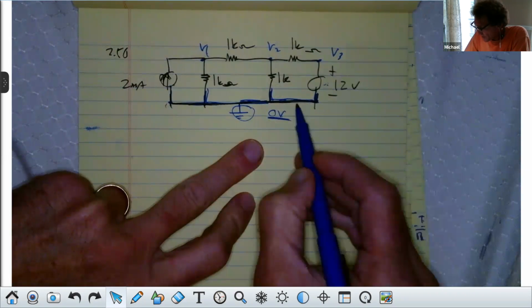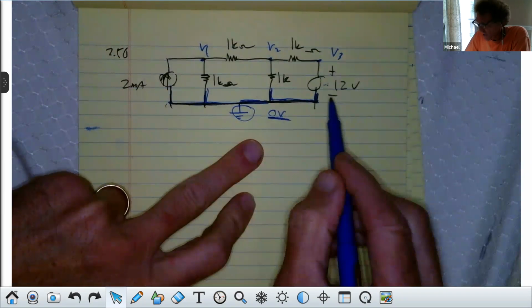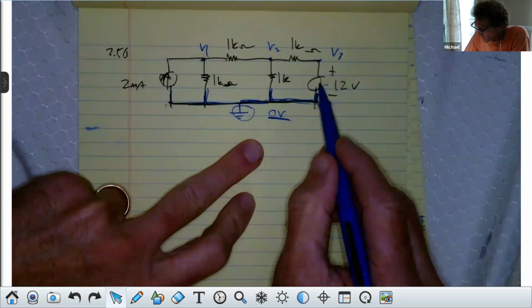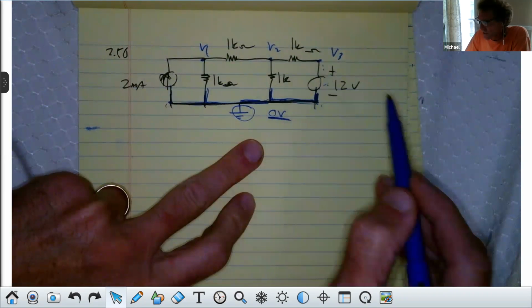Now, if you just look here and do this the way we did the voltage summing, I'm at 0 here. When I go through this 12-volt source, is that an increase or a decrease, class?